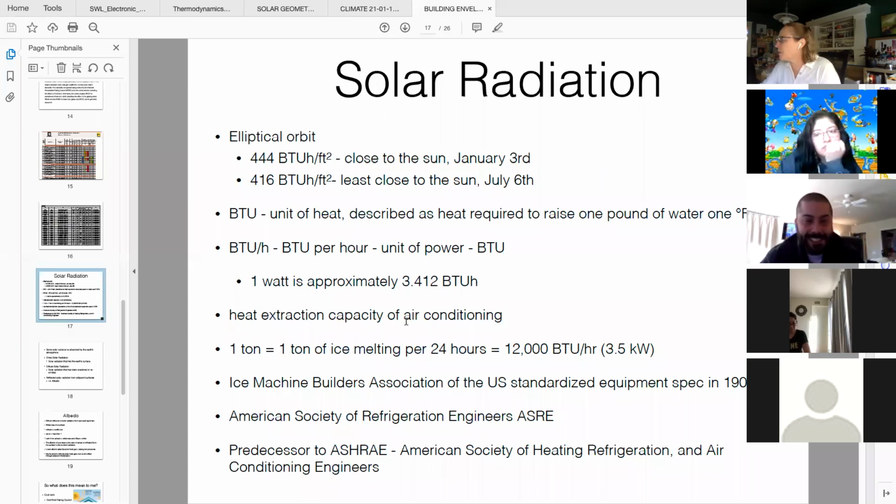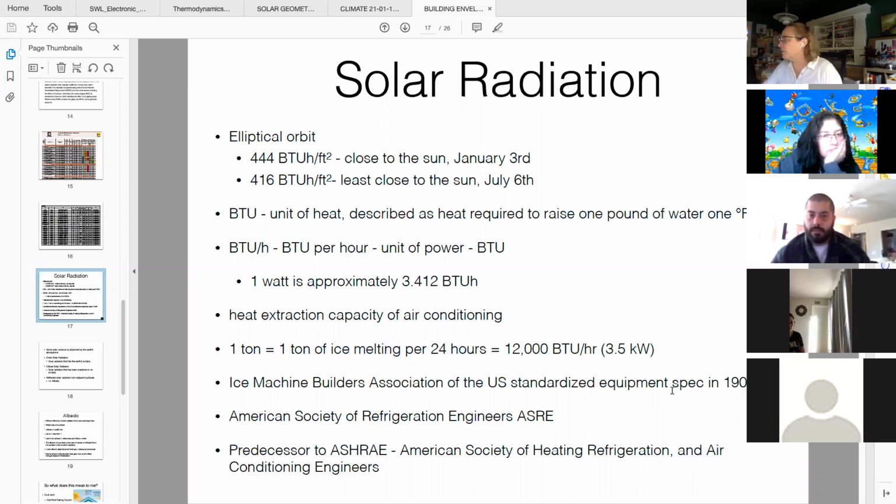So, heat extraction capacity of air conditioning. When we're talking about BTUs per hour, 12,000 BTUs per hour equals 1 ton of conditioning. That example I gave you about the Banker Hill project, where we went from 12 tons down to 5 or 6 tons of load, that's where this comes from.